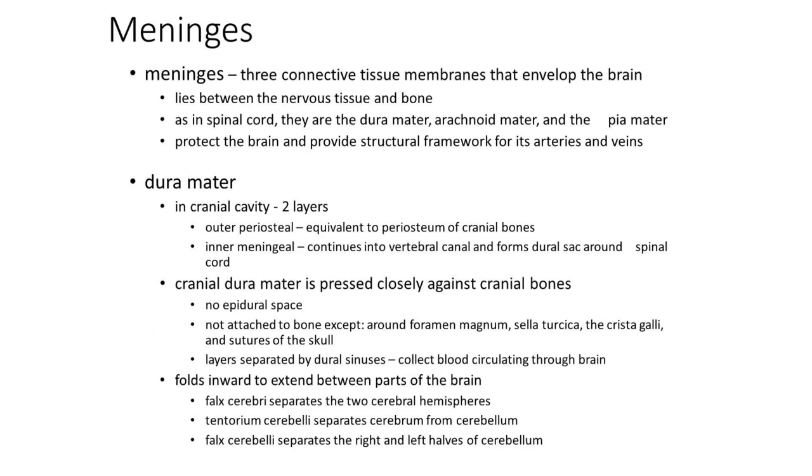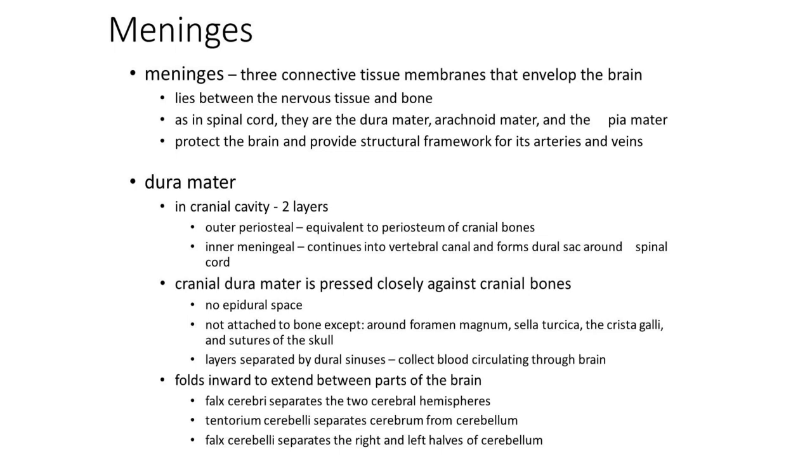Then we have what are called meninges. Meninges are three connective tissue membranes that envelop the brain. They lie between the nervous tissue and the bone. We see these same meninges in the spinal cord, and we call them the same names, which are the dura mater, the arachnoid mater, and the pia mater. They protect the brain and provide a structural framework for its arteries and veins.